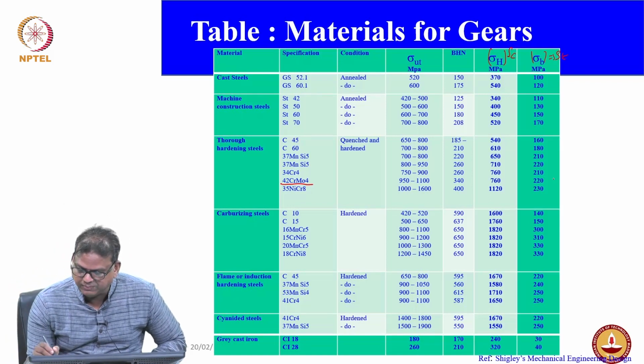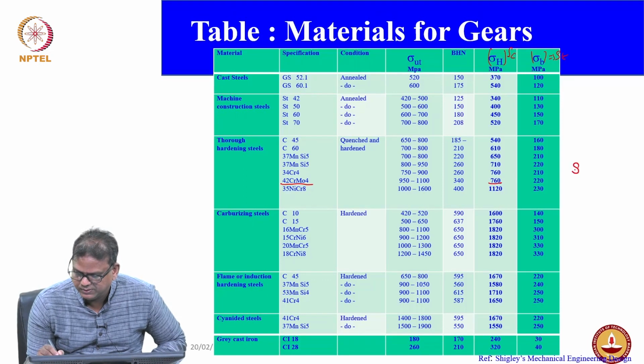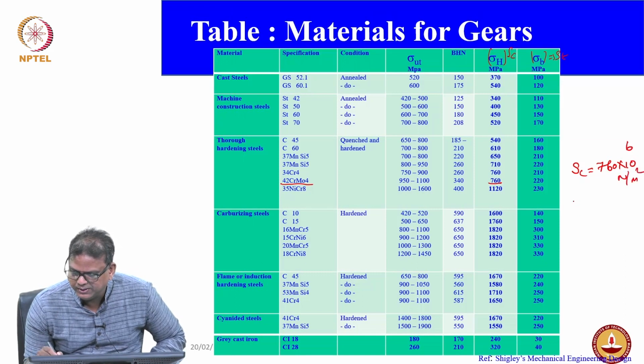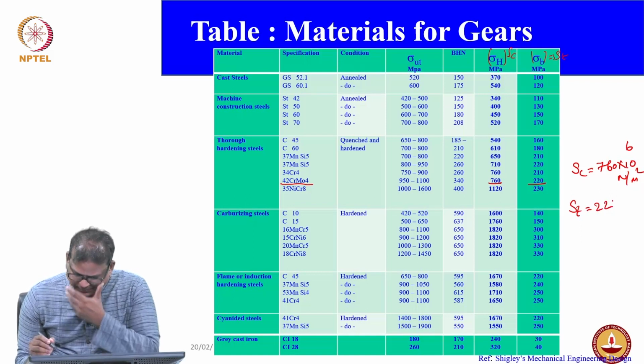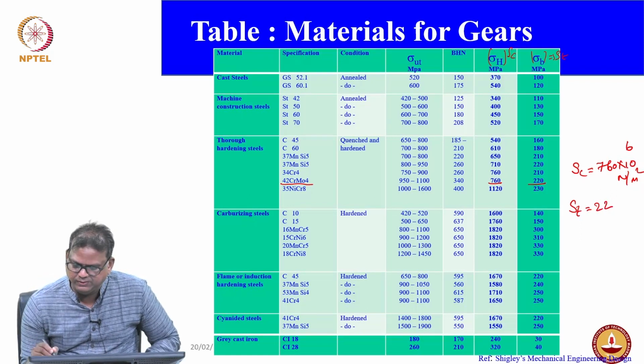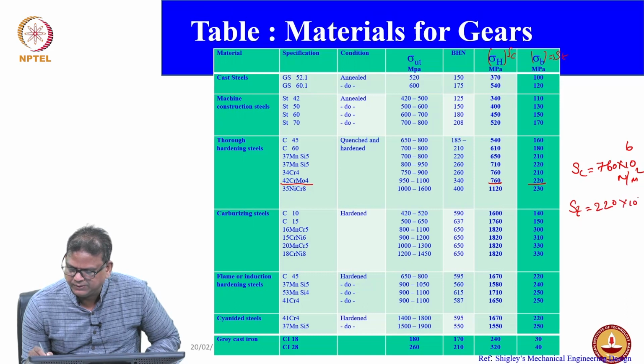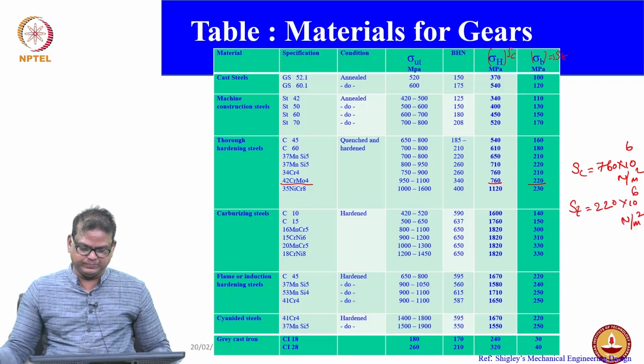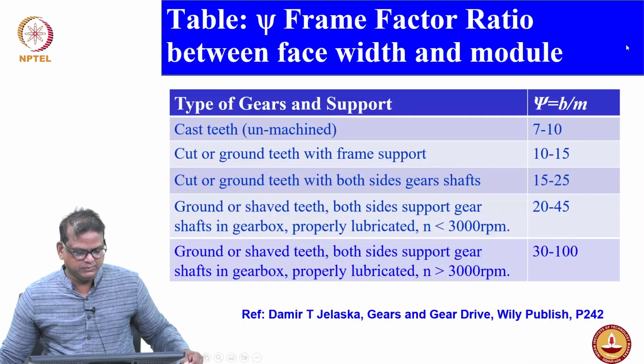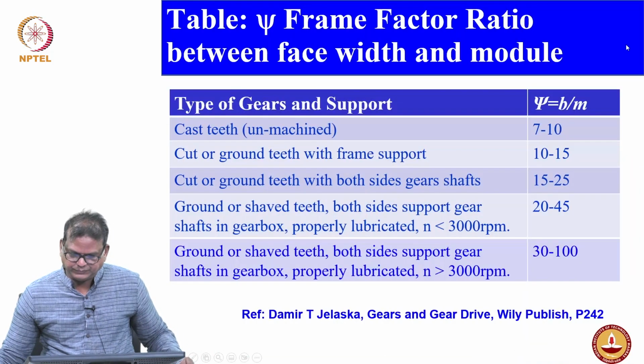In that case, my SC would be 760 into 10 power 6 Newton per meter square. And similarly, ST would be 220 into 10 power 6 Newton per meter square. These are the two values.